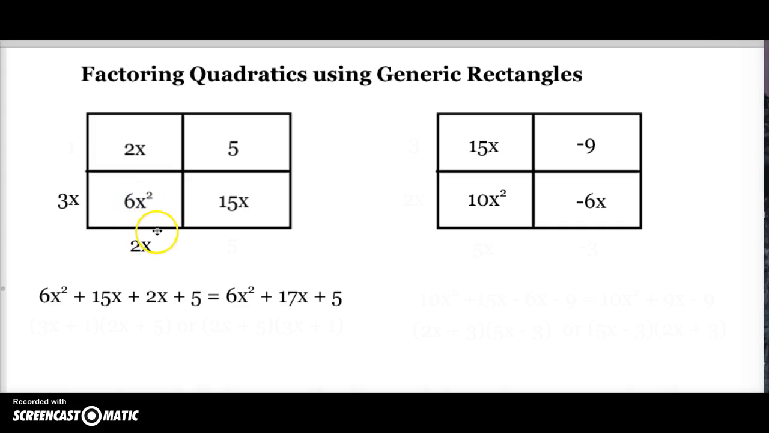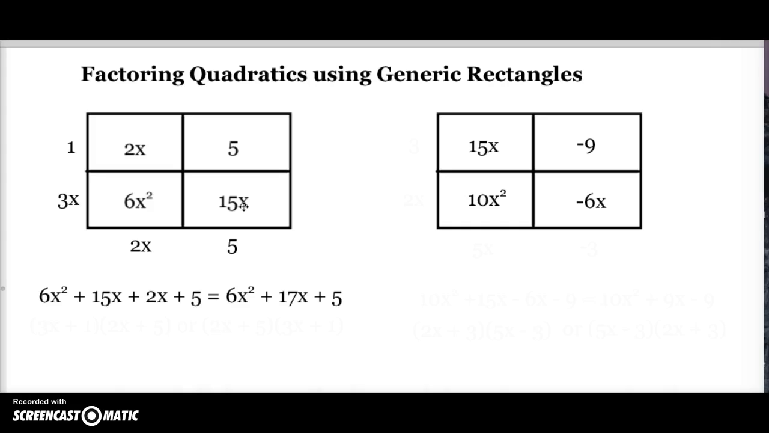Since this is a rectangle, I know that this length also has to be 2x. If this length is 2x and my area is 2x, I know that my length right here is going to have to be 1. The last step is to find the length on the bottom right-hand side. I know that this length is 3x and I know my area is 15x. Well, this is going to have to be 5, because 3 times 5 is 15, and I already have an x, so 3x times 5 is equal to 15x.